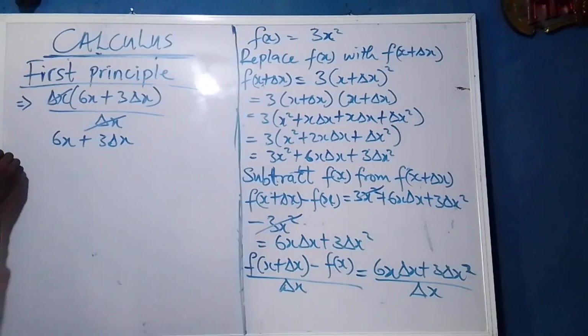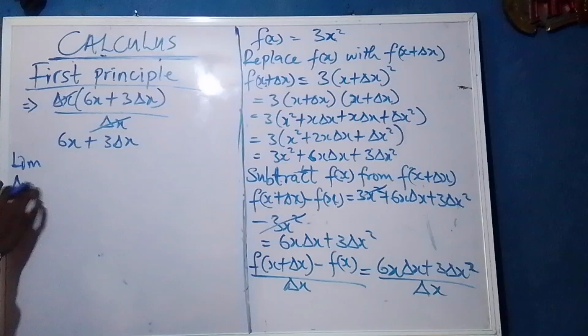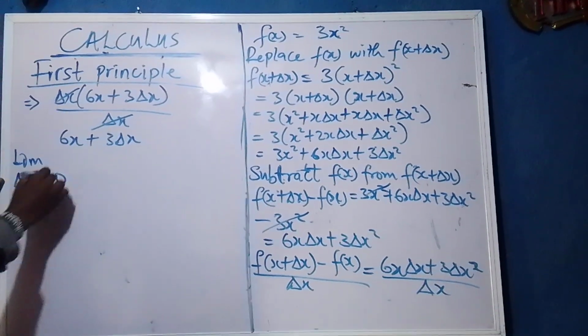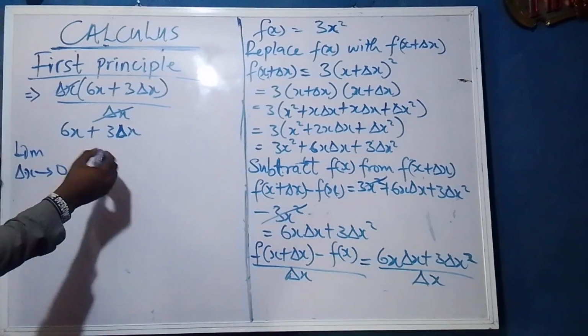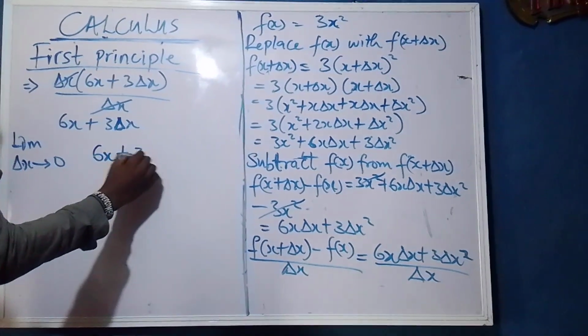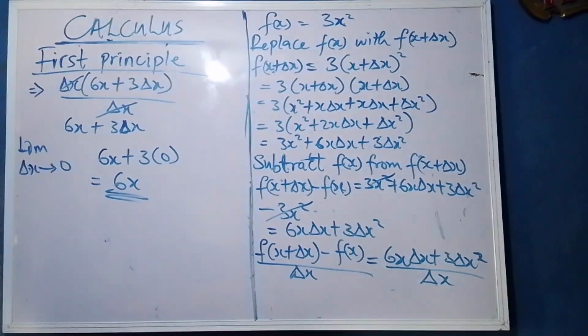So the next thing you're going to do is to limit your dx, as dx approaches 0. So it means that anywhere you see your dx, you should include 0. So that will be 6x plus 3 open bracket 0, that will be 6x. So your final answer is 6x.